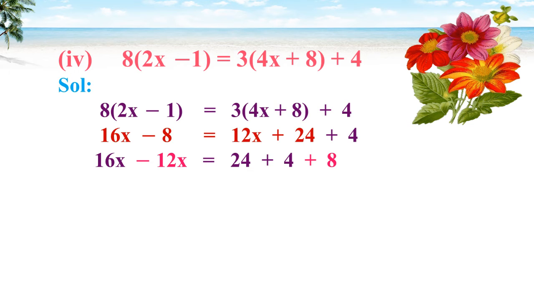Now we need to separate constants and variables. 16x minus 12x is equal to 24 plus 4 plus 8. 16x minus 12x, 4x is equal to 24 plus 4, 28 plus 8, 36. Now we get 4x is equal to 36. Now x is equal to 36 divided by 4, because the opposite of multiplication is division. Now cancel the common factors. 1 4s are 4, 9 4s are 36. The x value is 9.